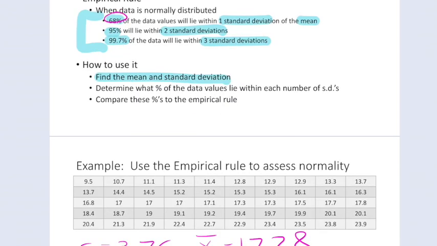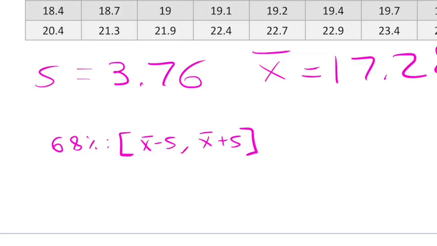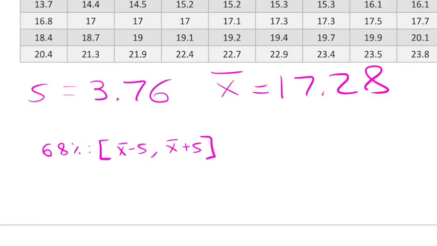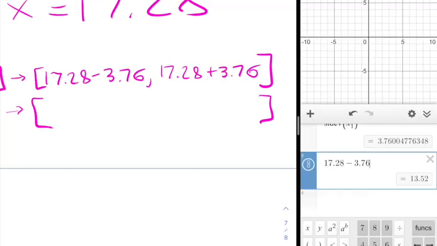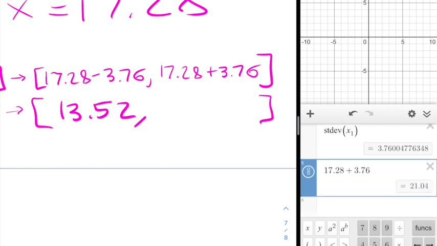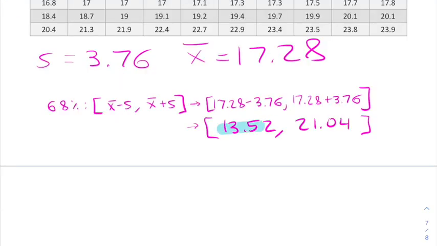Since 68% of the data should be within 1 standard deviation of the mean, the range that represents things within 1 standard deviation of the mean is x bar minus s, the mean minus 1 standard deviation, and x bar plus s, the mean plus 1 standard deviation. So if I plug in what I know, I can then simplify to find the range. I'll go back to my graphing calculator, and I get 13.52, and just changing that minus to a plus, I get 21.04. Now these numbers, 13.52 and 21.04, are the bottom and top of the range of numbers that are within 1 standard deviation of the mean.